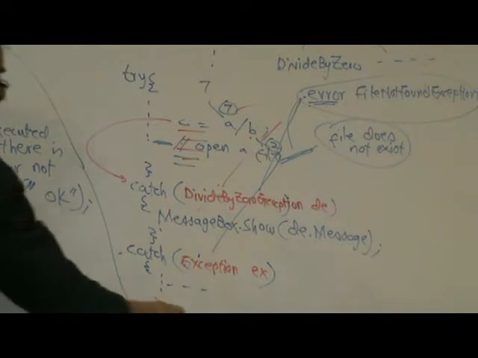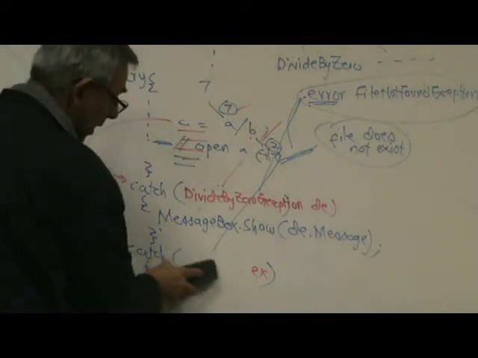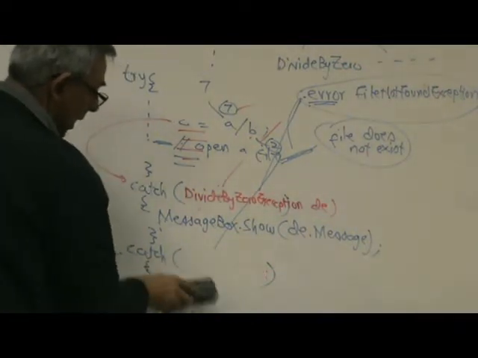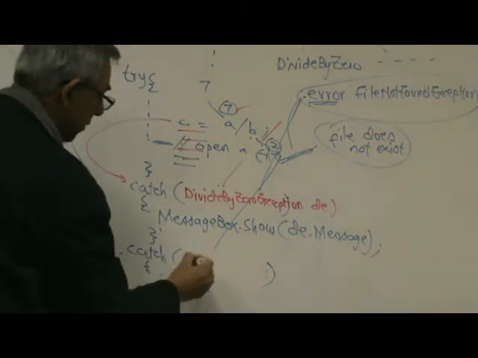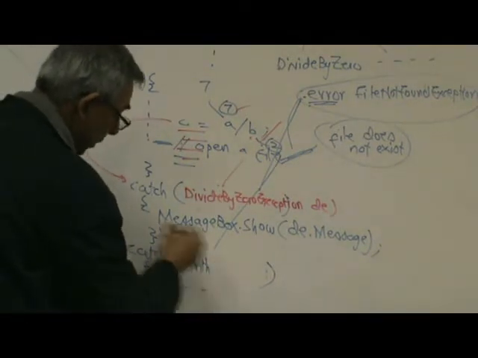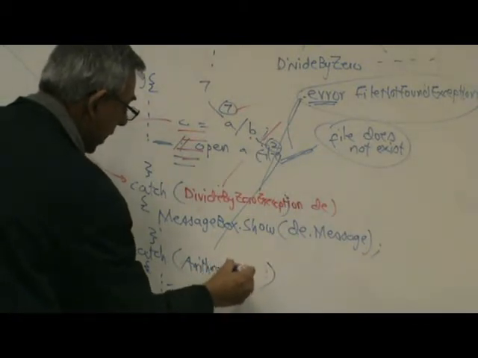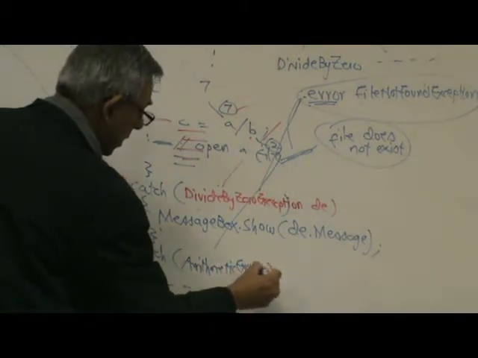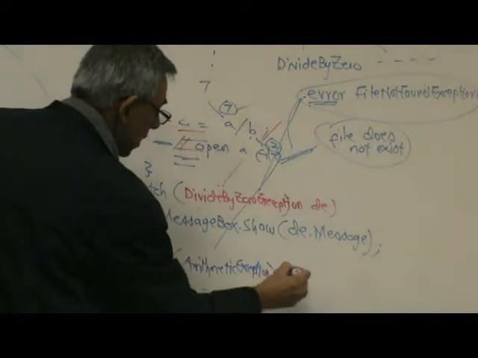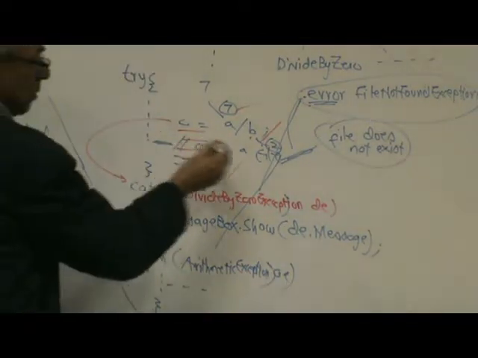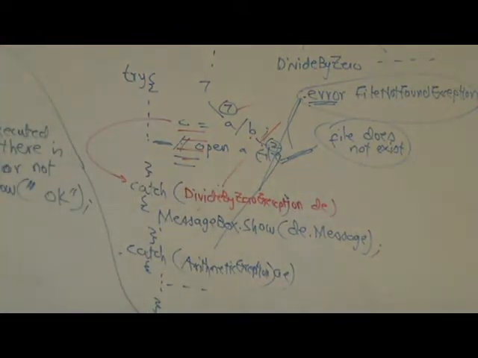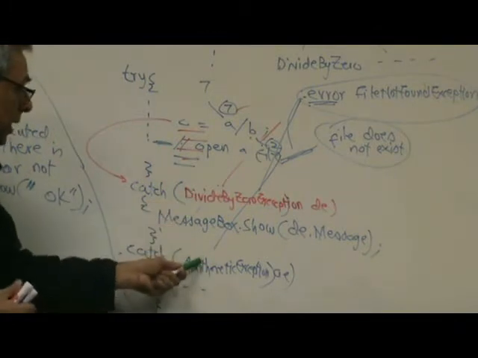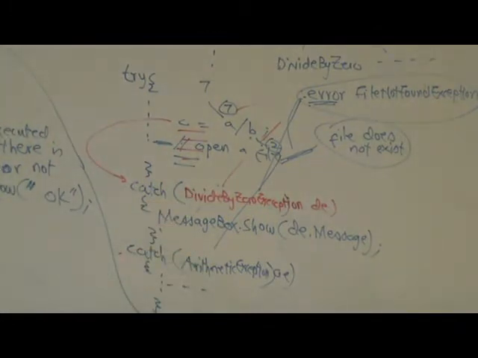What if our next one was, let's say, arithmetic exception. Instead of base class exception, we wrote arithmetic exception. Now what will happen if we try to open a file that doesn't exist? The system will still crash. It doesn't find anyone. It doesn't match this one, it doesn't match this one. Now your program will crash saying unhandled exception occurred in your program.